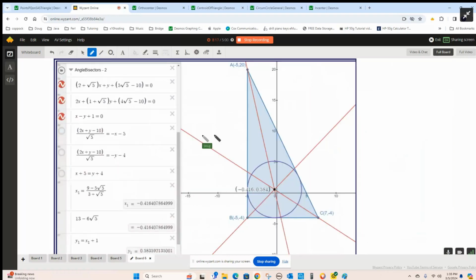But anyway, here's where the incenter is, and here's the inscribed circle. Okay, and I did this all by graphing the equations and finding the point of intersection.